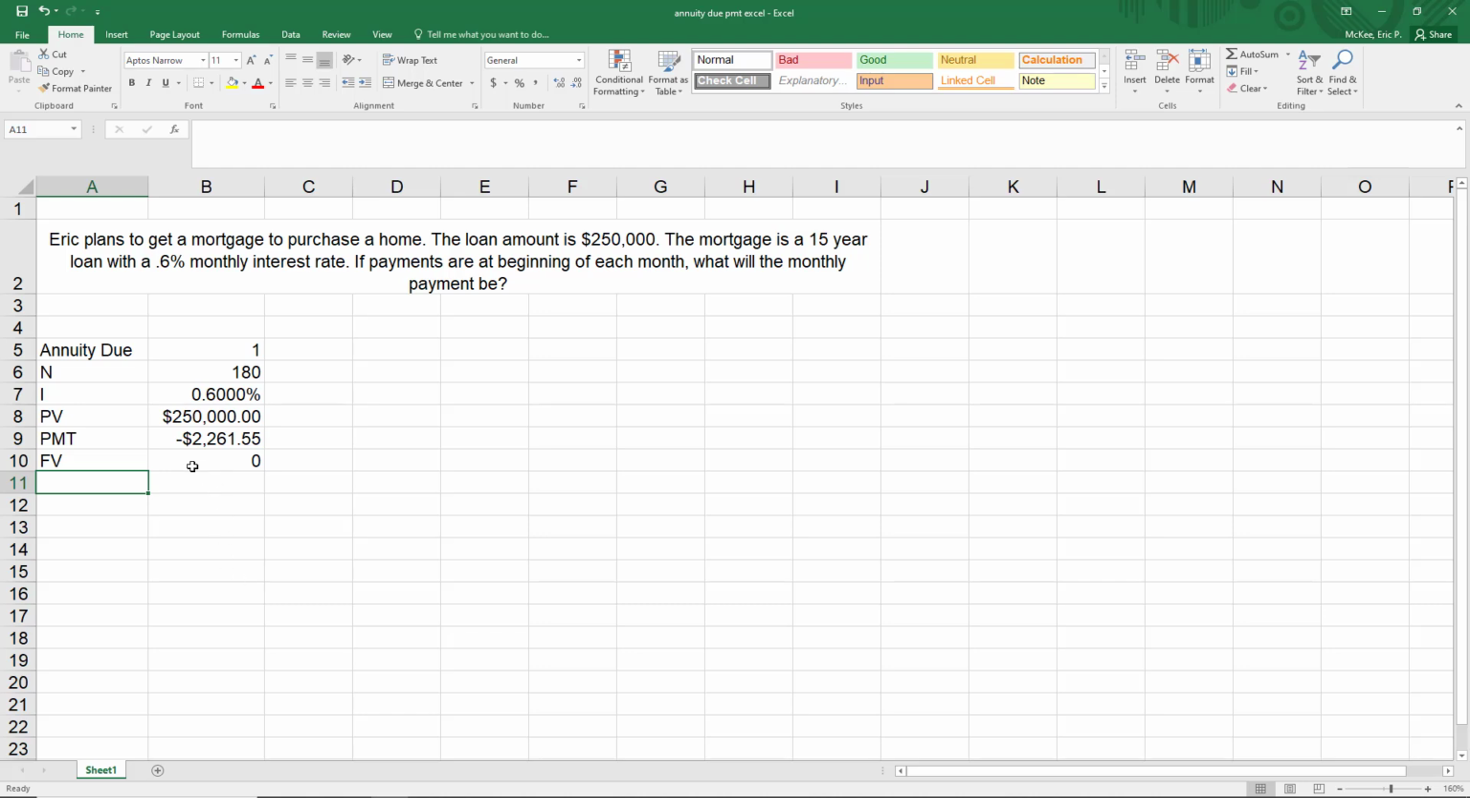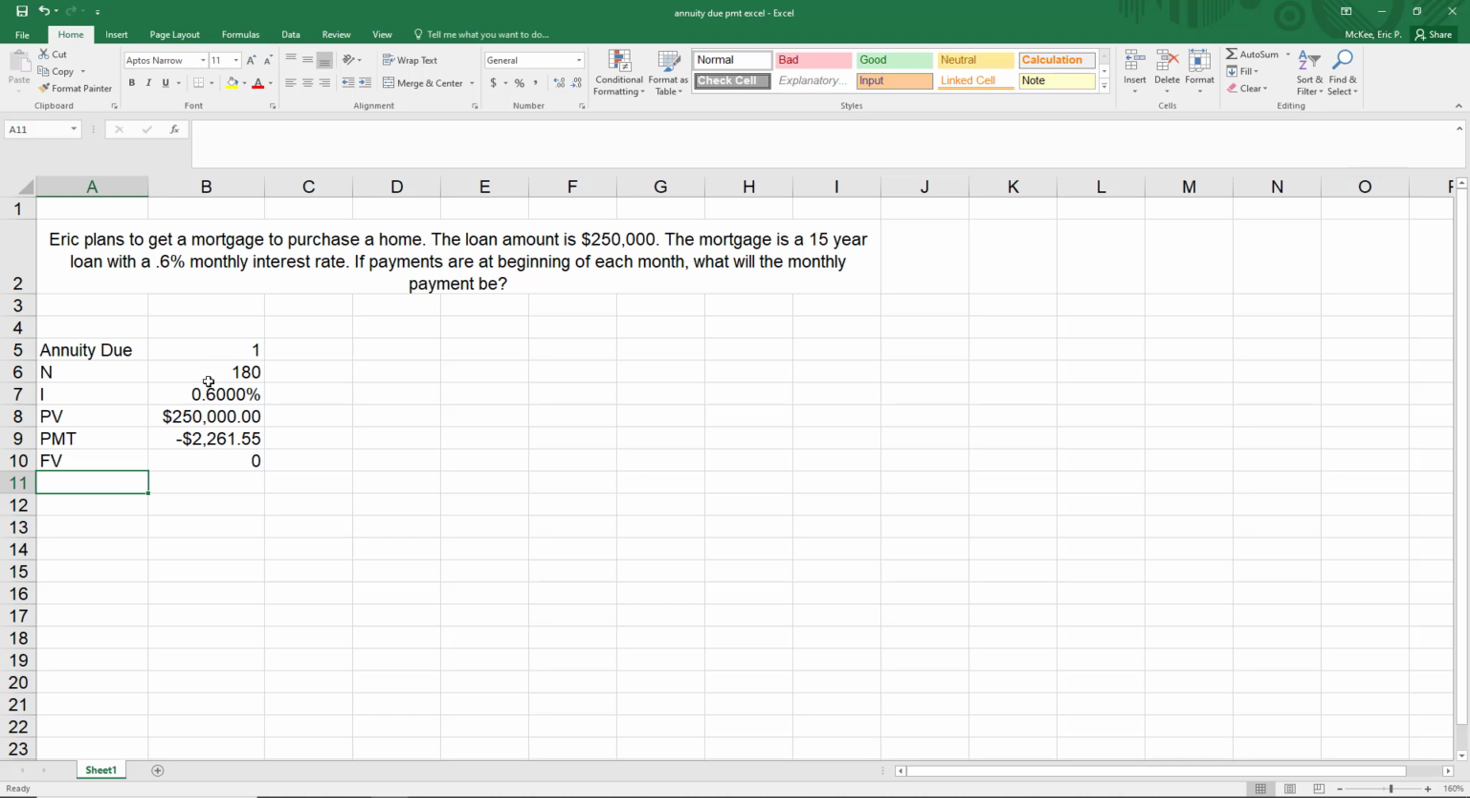Just as a note here, this is a negative value because this payment is going in the opposite direction as my positive $250,000. You can think of it as I borrowed $250,000, so I received that cash, and then I'm paying my mortgage every month. I am paying that as an expense. That's negative cash for me.